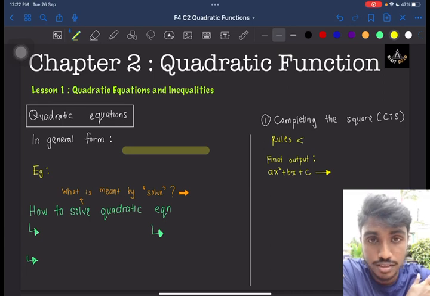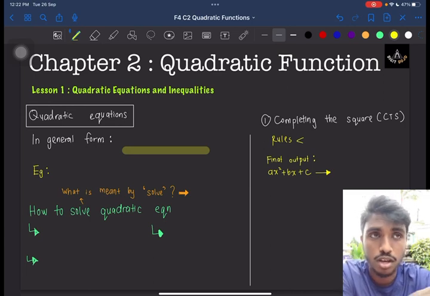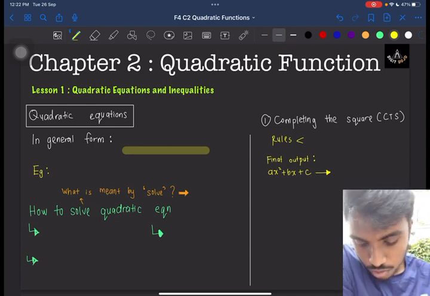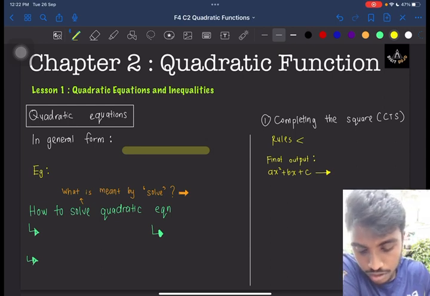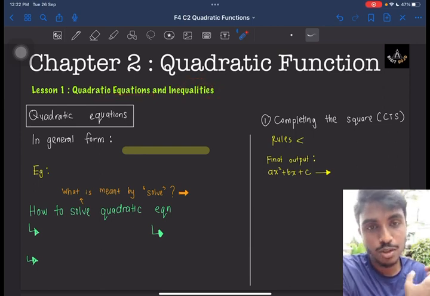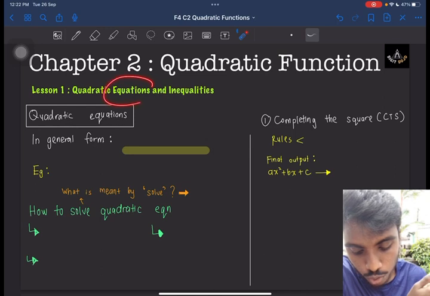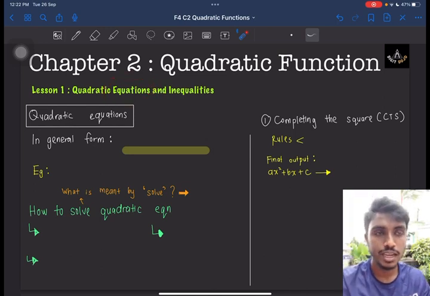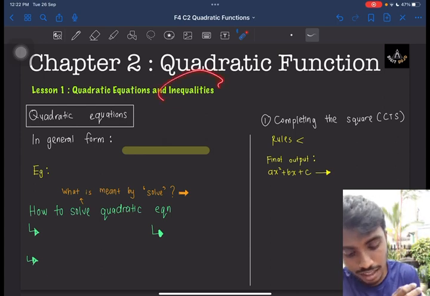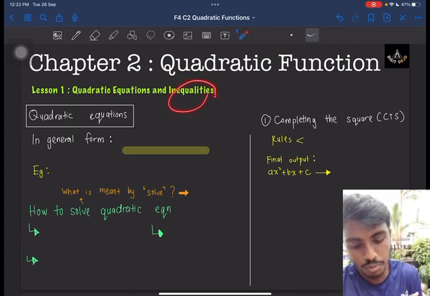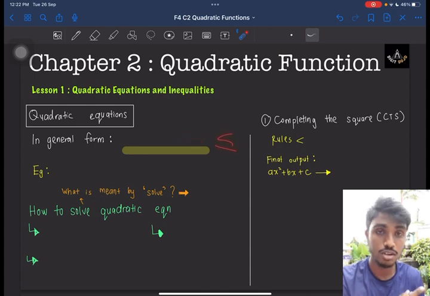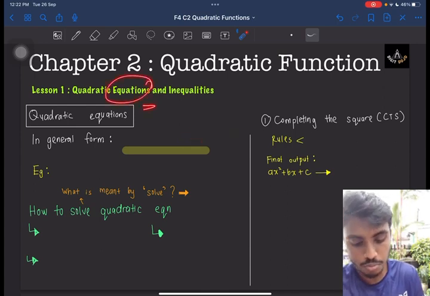So in today's lesson we'll be learning about chapter 2 quadratic function, which is chapter 2 of Form 4 Maths. Specifically, we'll be learning about quadratic equation and inequalities. So what is meant by quadratic equation and inequalities? When it comes to equation, you have to know it's equal to something. When it's inequality, it's not equal to something, so we'll be using the symbols more than, less than, more than or equal to, or less than or equal to. When it's equation we'll be using the equal symbol.